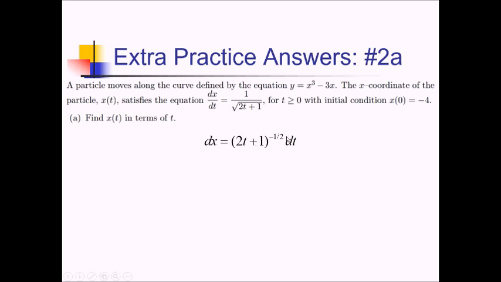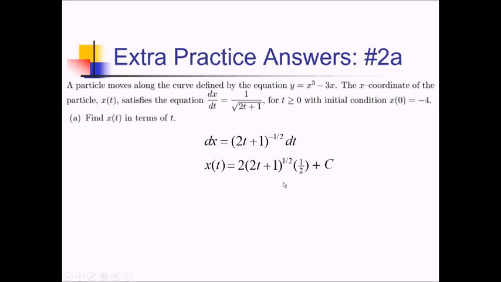Okay, so taking the antiderivative, I've got just x of t on the left side. On the right side, I have to use my reverse power rule, so I have negative 1/2 being bumped up to the 1/2 power. Dividing by 1/2 gives us multiplying by 2, so I've got 2 times all this stuff to the positive 1/2. But we have an inner function of 2t plus 1, so I have to divide by that inner derivative of 2. So multiply by 1/2 out here. And I also have a plus c, of course.